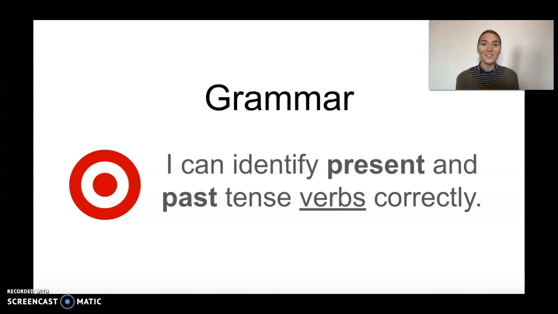Our target skill for today is I can identify present and past tense verbs correctly. Today, boys and girls, we're going to ask ourselves, when did it happen? Is it happening now in the present? Or did it happen already in the past? Let's take a closer look.